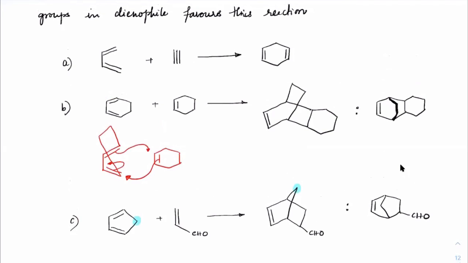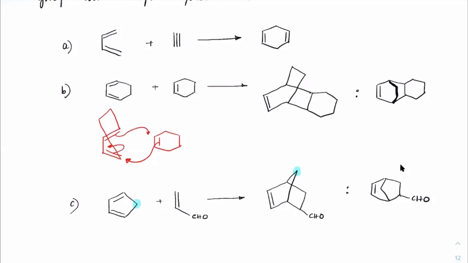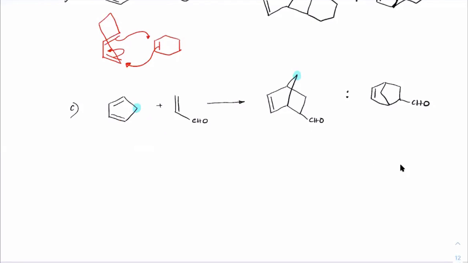Now, one thing, if you observe commonly, the addition of this pi bond is happening from the same side. So it is definitely syn stereospecific. Secondly, the diene which is present is always in a cissoid form. Cissoid form means both the double bonds are on the same side, not on the opposite side. So the important note is this is a syn stereospecific addition.